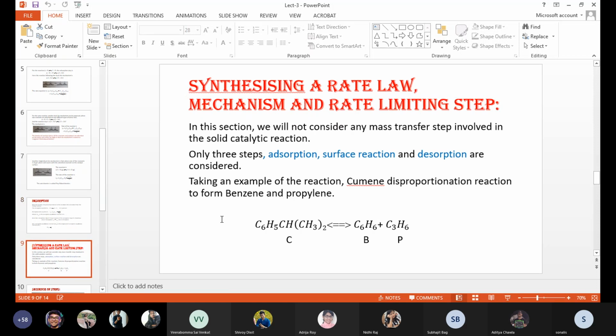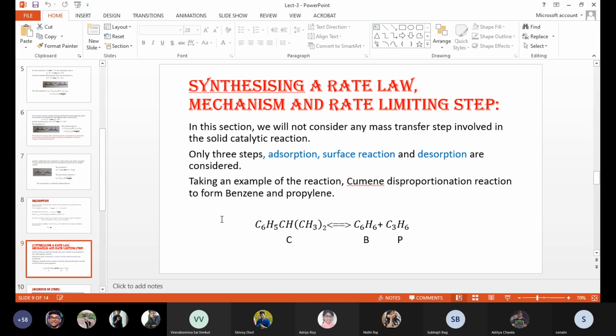Now, let us come to the synthesis of the rate law, the mechanism and the rate limiting step. All these steps are important. So, in this reaction, we will not consider any mass transfer step. Here, we will not discuss mass transfer, we will just take 3 steps: adsorption, reaction and desorption. We have to focus on these 3 steps, then only we can deduce the rate law.